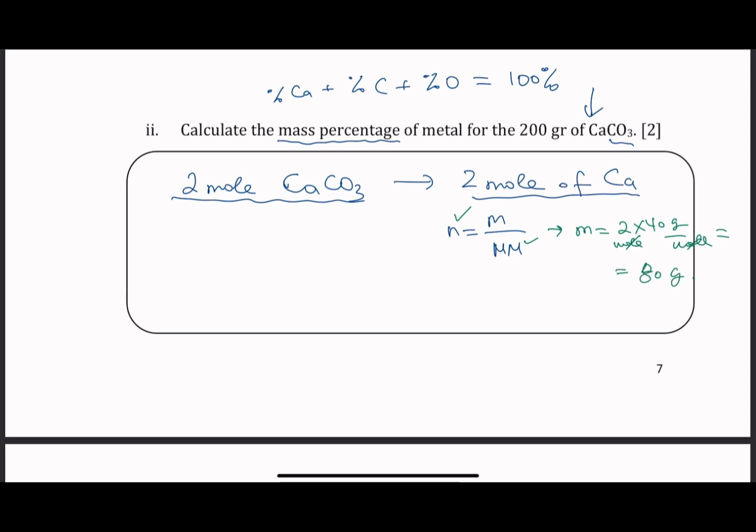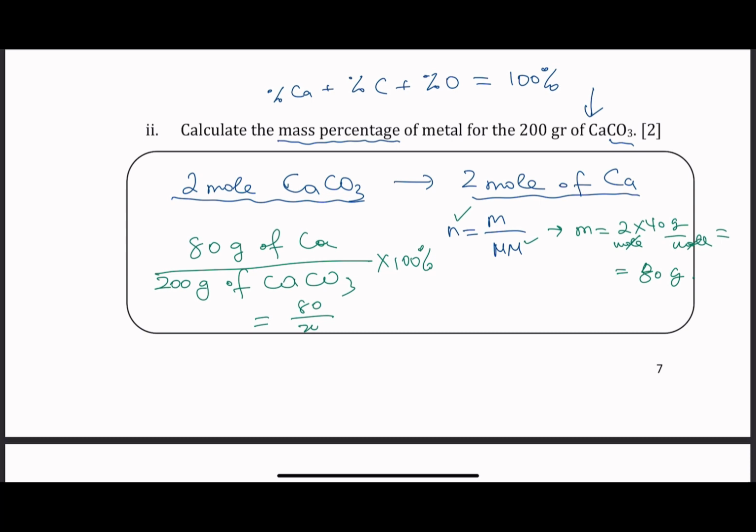So now you have 200 grams of calcium carbonate, and inside this compound you have 80 gram of calcium. And now you can find the mass percentage by just doing this. I forgot to multiply this by 100, so this would be 80 over 200 multiplied by 100%, and then 100 and 200 cancel out. It would be 40%.